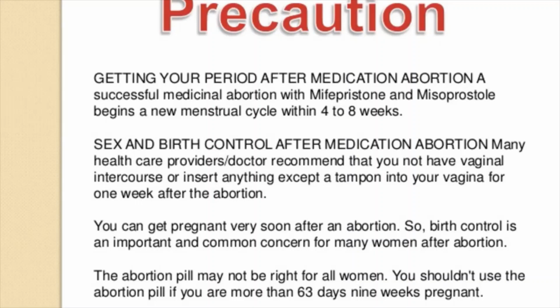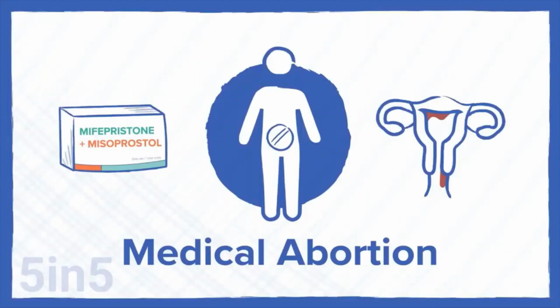Preventing pregnancy. Ovulation usually occurs as soon as 2 weeks after a medical abortion, and another pregnancy is possible even before your period begins. Before the abortion, talk to your doctor about contraception that you can start as soon as the procedure is over. So this was my video about medical abortion.